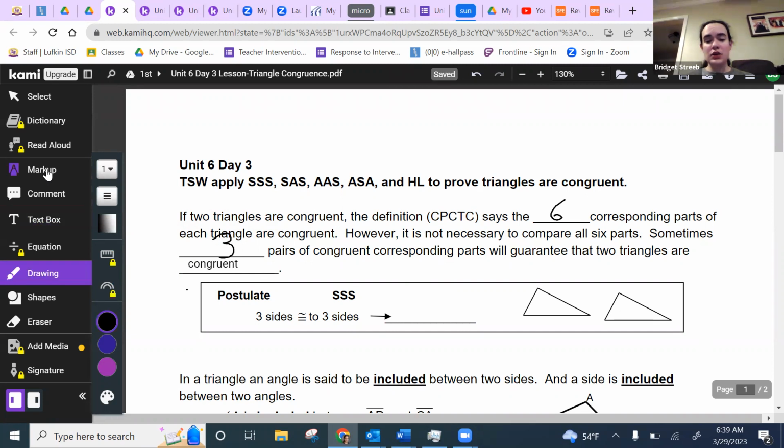So you will need some colors, preferably. It makes this a little easier. Preferably 4, 2 for sides and 2 for angles.